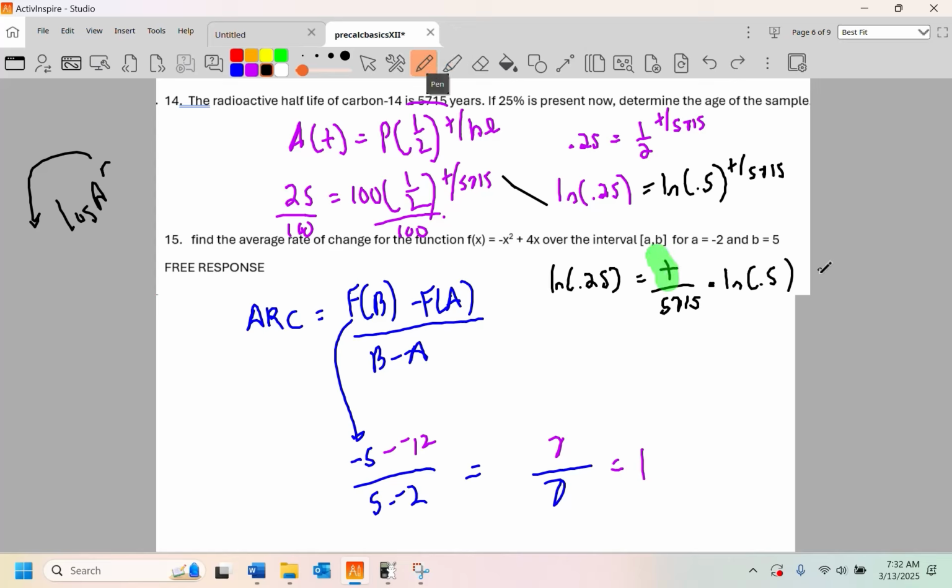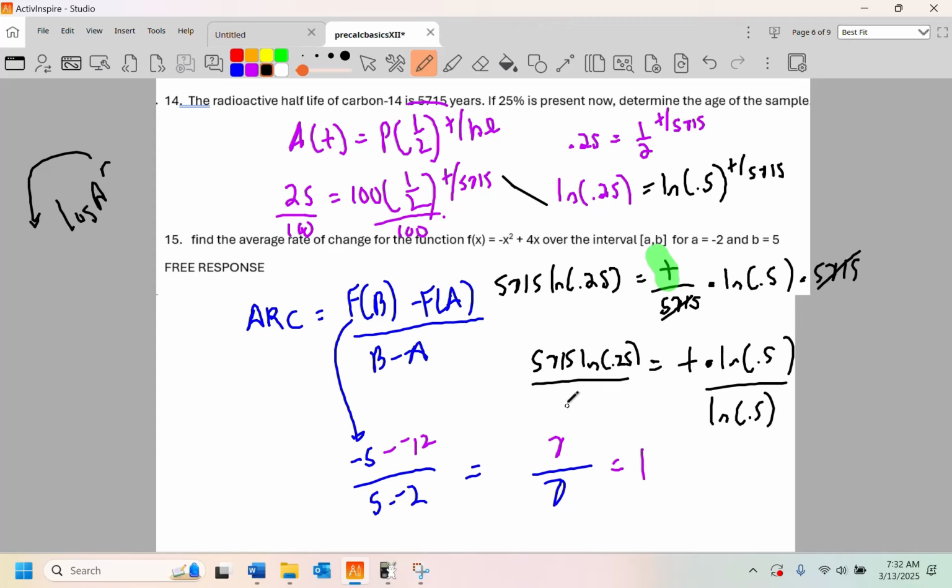One of the easy things you can do is multiply both sides by 5715. Gone, gone. And now you would be looking at t times the natural log of 0.5 on the right, and 5,715 times the natural log of 0.25 on the left. And the last isolation would simply be to divide by the natural log of 0.5. And that's what the answer would look like. It's not hard.